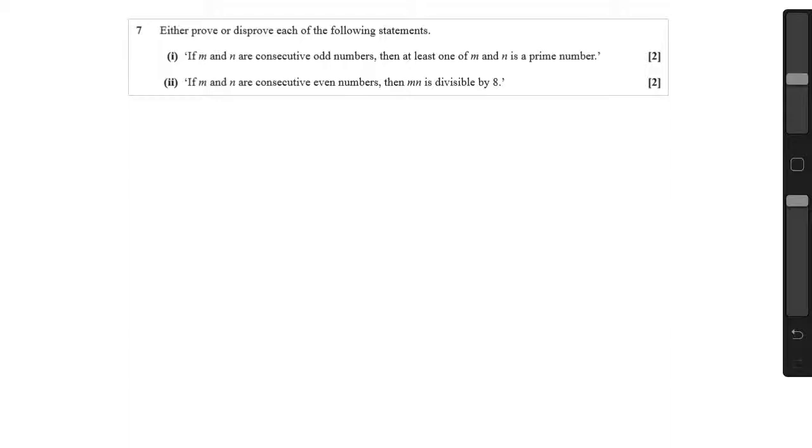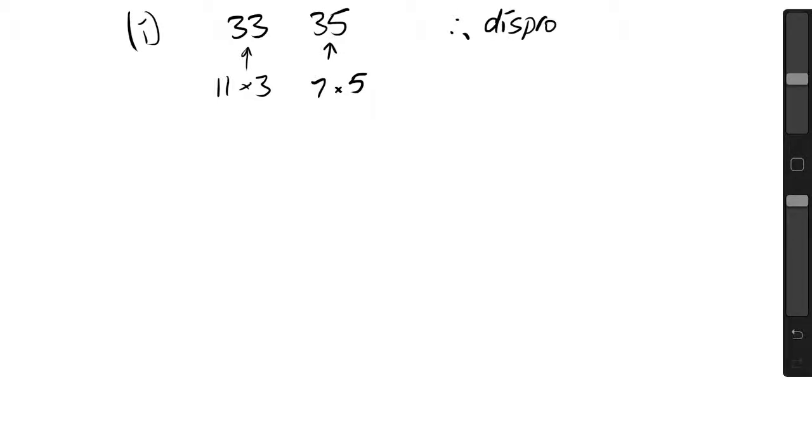And now for the last question, which is a proof or disproof scenario. So part 1, if m and n are consecutive odd numbers, at least one of them is prime. This one we can disprove by counterexample, because for large numbers this will clearly not work. One of the classics is 33 and 35, and 33 is clearly 11 times 3, whereas 35 is a classic 7 times 5, and that means that both of them are not prime, but they're consecutive, so therefore disproven.